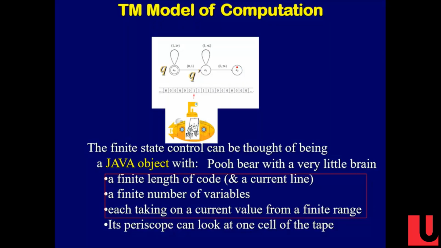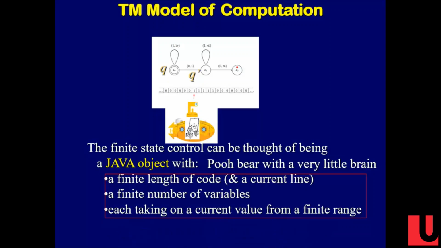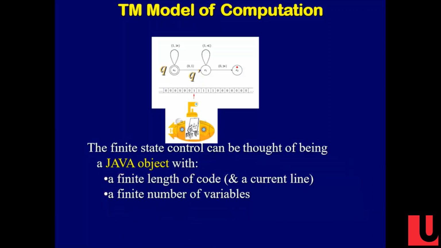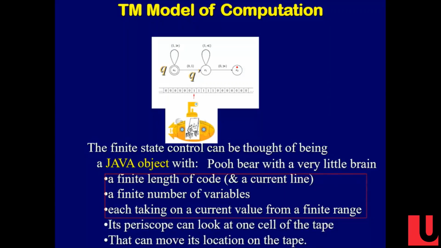And then what do I also get to see? I have my little periscope, and I can see one character from the tape. Everybody got that? And also, you can see how I'm doing it? That was pretty exciting. Everybody saw it move? Oh, there it goes. It moved. So Pooh Bear can also move the periscope left and right.